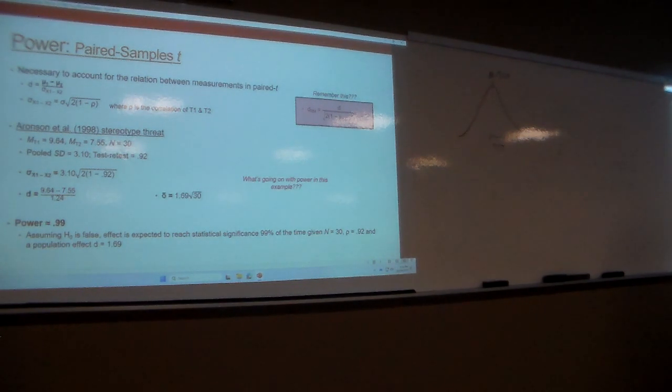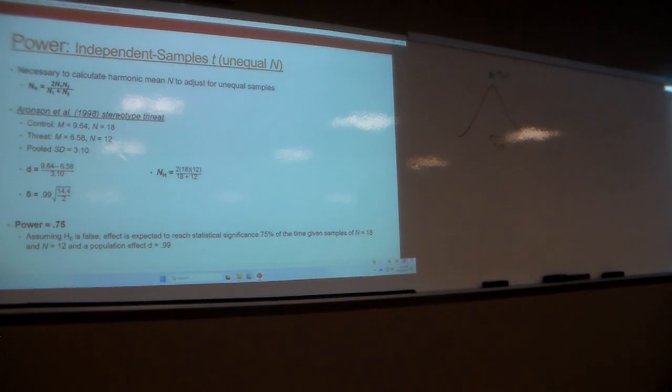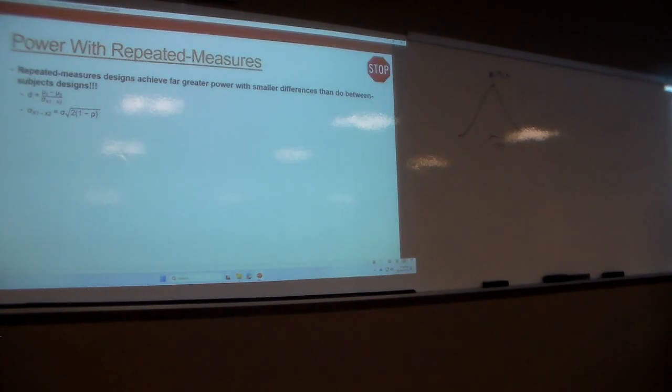And the total sample size was the same. The standard deviation estimate here is 3.1, and it didn't change, right? So the total number of people didn't change, the standard deviation didn't change. The actual observed difference in scores got smaller, but here we're working with a paired sample, and because of the correlation, our power shot through the roof, okay? So thinking about the power of our repeated measures designs, we can achieve far greater power with smaller differences than with our between-sample designs, okay?